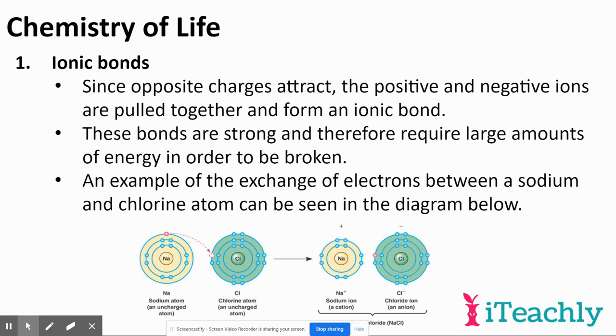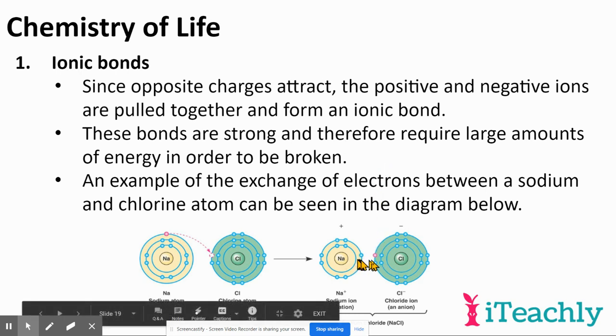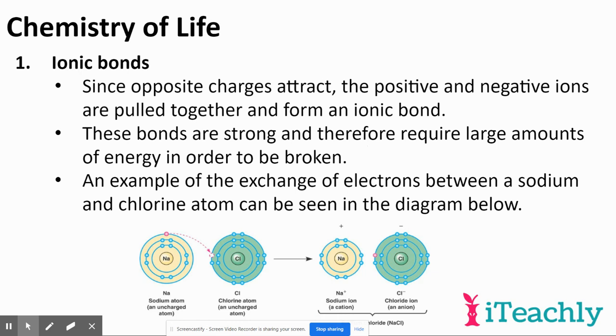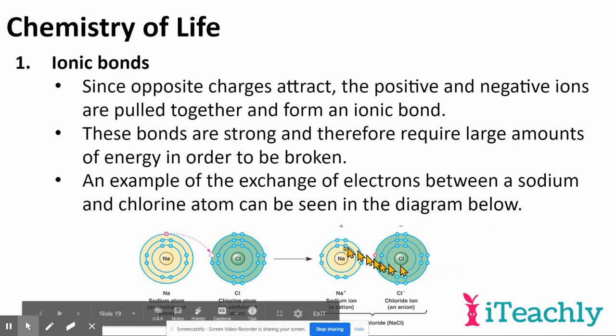Since opposite charges attract, the positive and negative ions are pulled together to form an ionic bond. The ionic bond is right here. This is salt. These bonds are strong and therefore require large amounts of energy in order to be broken. An example of an exchange of an electron between a sodium and a chlorine atom can be seen in the diagram below. This is sodium chloride. This is salt.